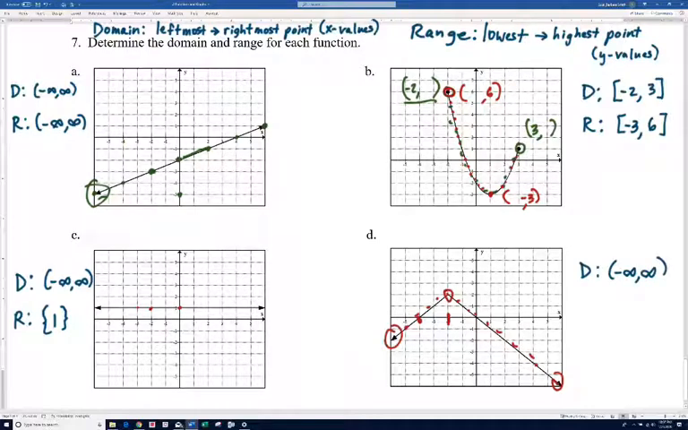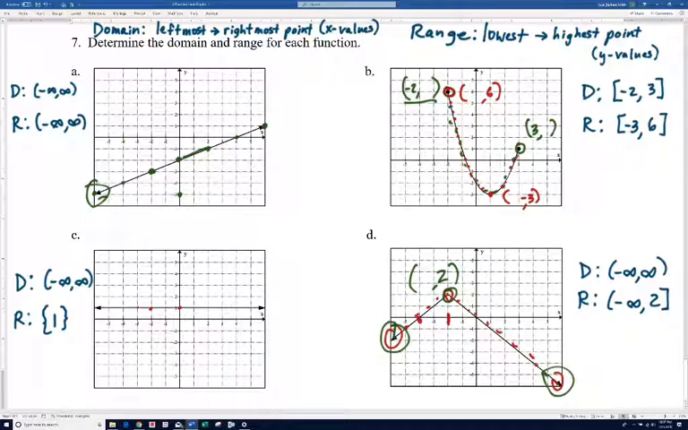What about the range? Well, if you look, notice you could look on either end, but this graph goes down on both ends. There is no lowest y value, there is no lowest point. And so we start at -infinity, but we do have a highest point, and that would be right here, and the y value there is 2. And so the range goes from negative infinity to 2.